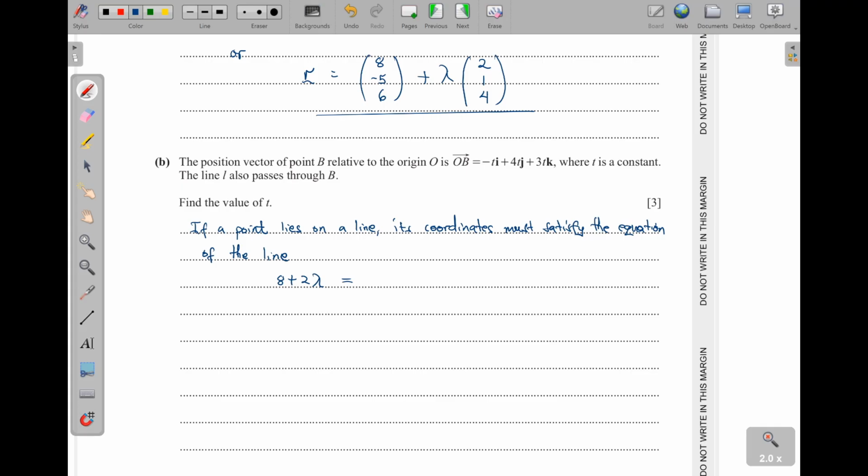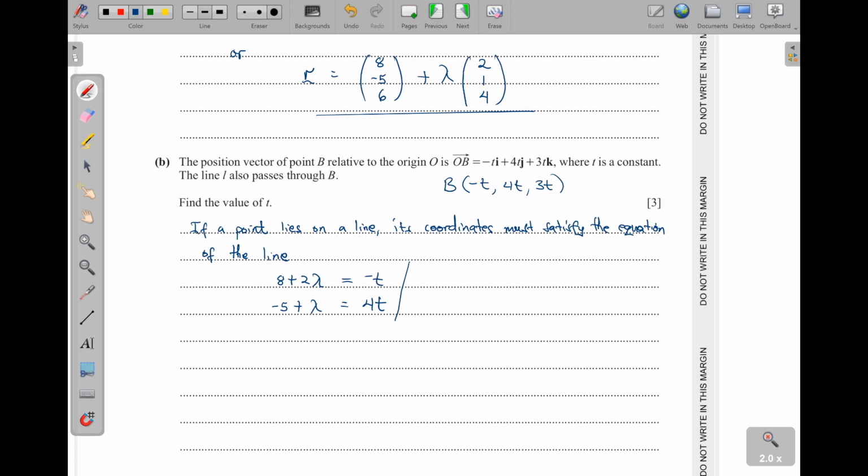Okay, so I'm going to write 8 plus 2 lambda is going to be equal to, this one is the position vector of B, but its coordinates are going to be negative t, 4t, and then 3t. That will be the B. So the x coordinate on this line is 8 plus 2 lambda. Now I equate that one to negative t, and then the y coordinate is negative 5 plus lambda, which is equal to 4t. The z coordinate we can also equate, but I can use just these two and solve them simultaneously.